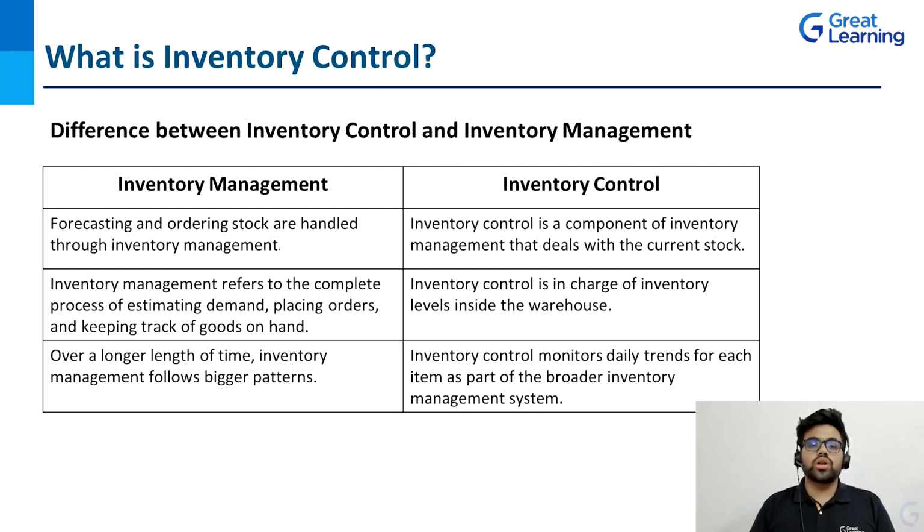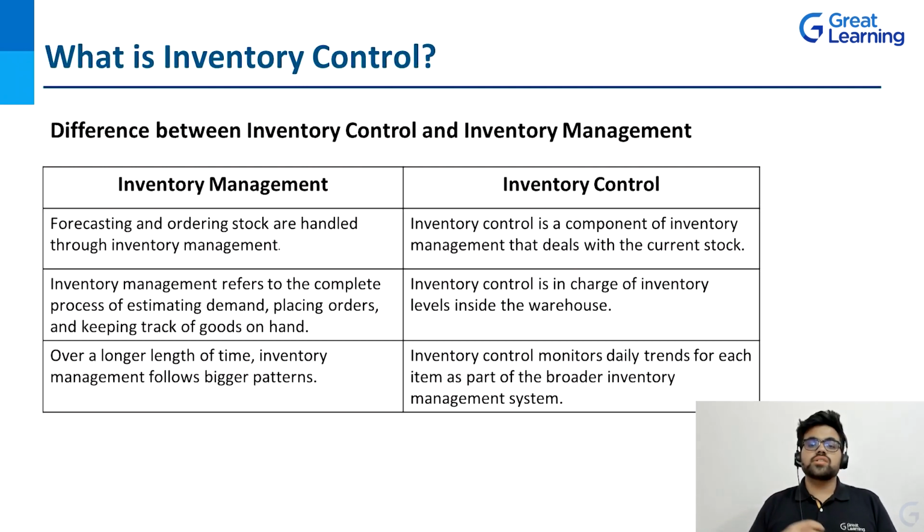Now, forecasting and ordering stocks are handled through inventory management. Forecasting of the demand, for example, for the festive seasons that are coming up, the Halloween season, the Diwali season, the New Year season, the Christmas season. All these they need to pre-plan, 4 to 5 months in advance. They need to look at what are the things that they need to focus on, right?